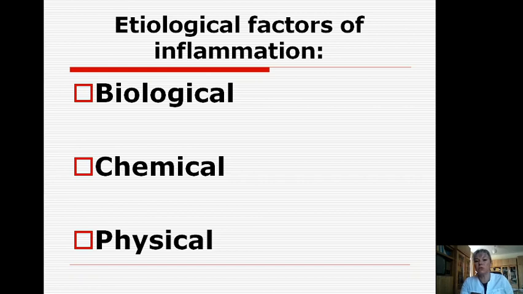Which etiological factors of inflammation? There are three main groups of factors in etiology. Biological, what's this? Bacteria, viruses, parasites, and other immunocomplexes. Chemical substances and drugs, and physical substances such as temperature, mechanical trauma, irradiation, and others.